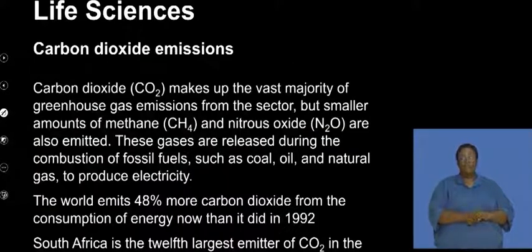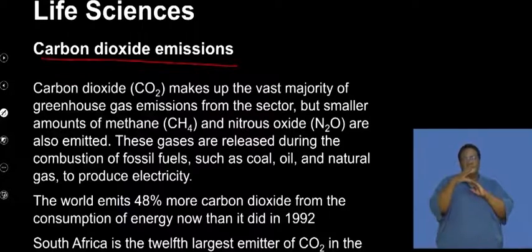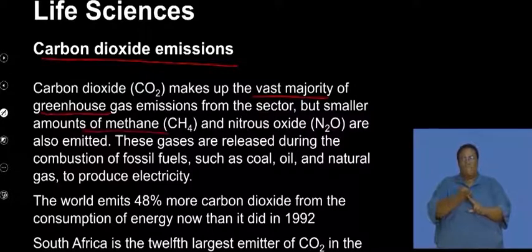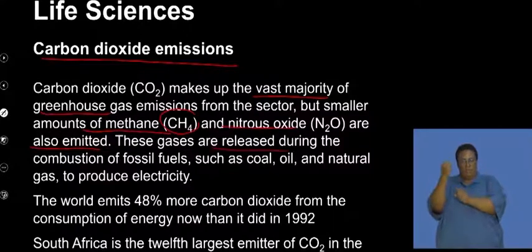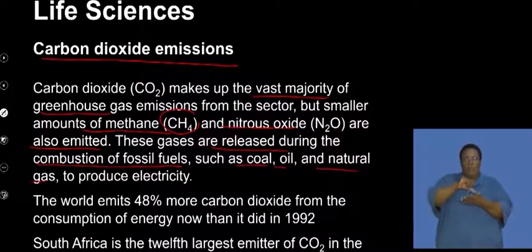So what is responsible for all of this? So we talk about increased carbon dioxide emissions. Carbon dioxide makes up a vast majority of the greenhouse gases that are emitted. But a small amount of methane, which is CH4, and nitrous oxide are also emitted, and these come from industries. These gases are released during the combustion of fossil fuels, such as coal, oil, and natural gas, to produce electricity.